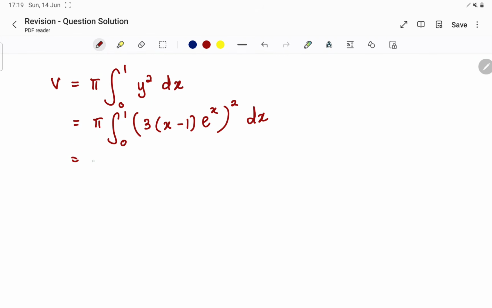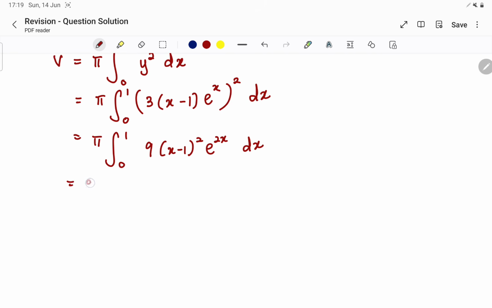Then to integrate, first of all you expand the squared value. 3 squared becomes 9, (x minus 1) squared, and e to the power of x squared becomes e to the power of 2x, dx. We integrate from 0 to 1. Then 9 is a constant, so you can bring it outside, 9 pi, and then settle the integration of (x minus 1) squared e to the power of 2x dx.